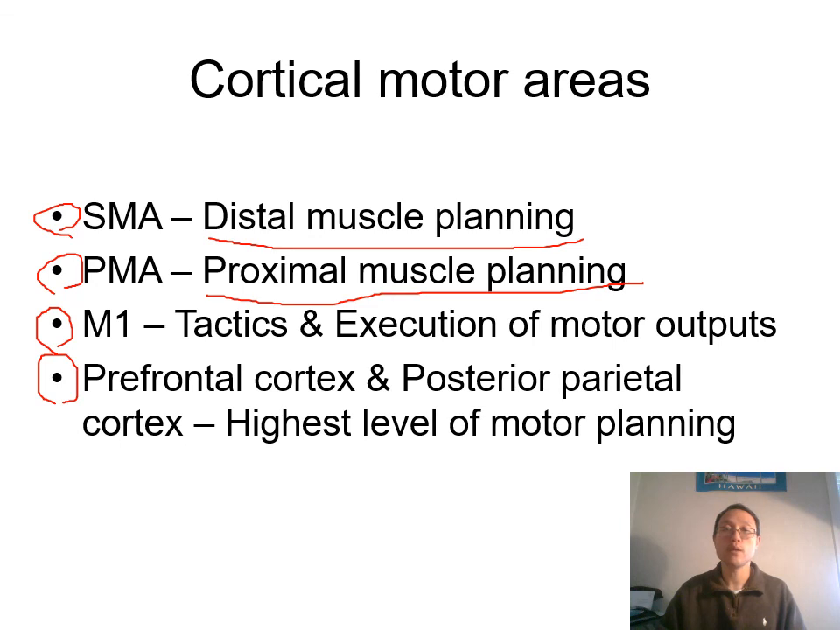Now, when you want to get an idea of what the M1 does, as we said before, this has to deal with the tactic and the execution of the motor output. When it comes to the actual planning, the strategic course of action, this is being done by two areas: the prefrontal cortex as well as the posterior parietal cortex. These are the highest level of the motor planning that are involved.